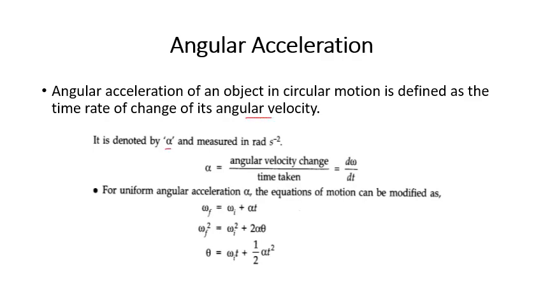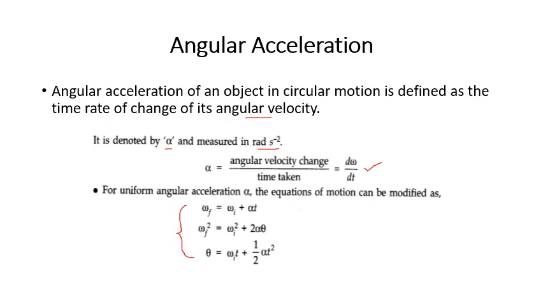It is denoted by alpha, right? So alpha equal to change of angular velocity divided by time taken, that is d omega divided by dt. Okay, d omega divided by dt is known as alpha, right? It is measured in radian per second square. So displacement is measured in radian, and radian per second is angular velocity and radian per second squared is angular acceleration.